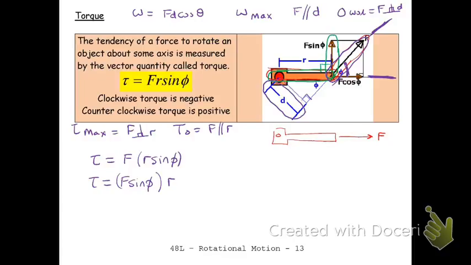There was special math for this F d cosine theta. We said work was equal to the force vector dotted with a displacement vector. Remember that? There's special math associated with this too. Torque is equal to the force vector crossed with the R vector. Well, actually, torque is going to equal R cross F.